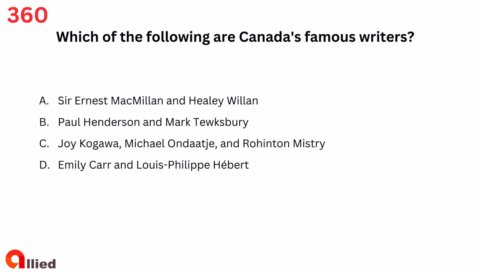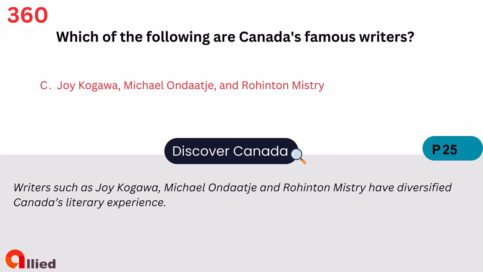Question 360. Which of the following are Canada's famous writers? A. Sir Ernest Macmillan and Healy Willan. B. Paul Henderson and Mark Tewksbury. C. Joy Kogawa, Michael Ondaatje, and Rohinton Mistry. D. Emily Carr and Louis-Philippe Hébert. The answer is C. Joy Kogawa, Michael Ondaatje, and Rohinton Mistry.